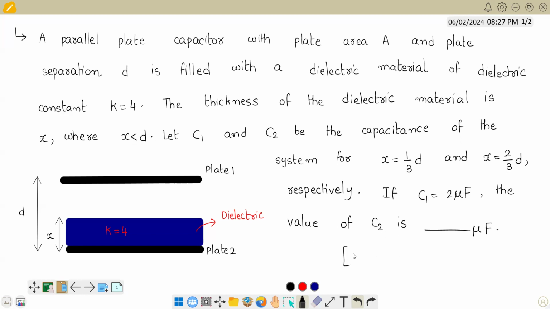This is actually a JEE Mains question. I think it is April 2023, first shift. Let us see how we are supposed to solve this problem.